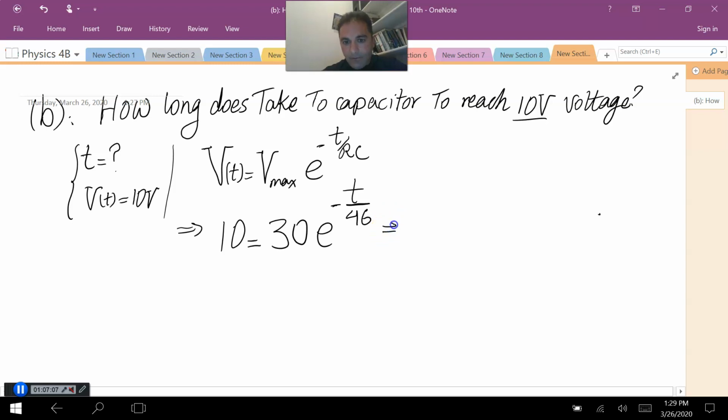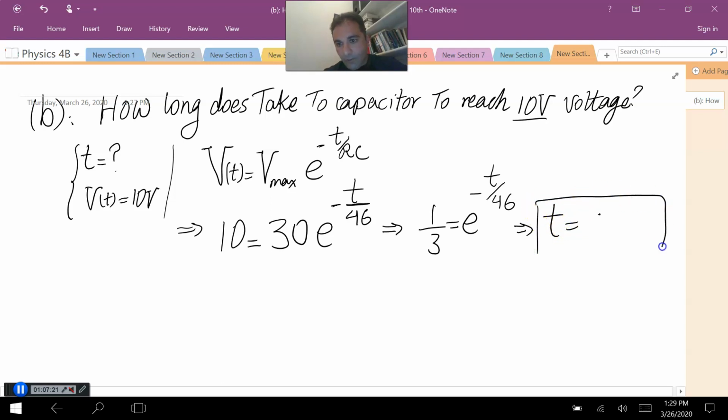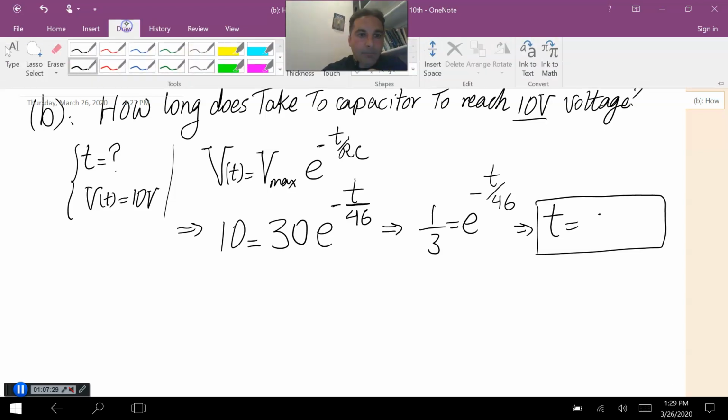Now use your calculator. This will be 1 over 3 equal e to the power of negative t over 46. Everybody go ahead, solve it for time. Let's see what is time. So let me show you what I am going to do.